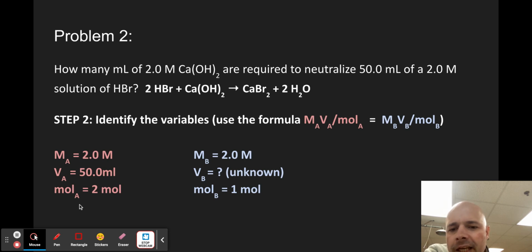And then finally, here, the ratio of moles is not 1 to 1, it's 2 to 1, because if you look at the equation, the acid, HBr, has a 2 in front of it. So that's 2 moles of acid. But Ca(OH)2 has no coefficient, which means it's only 1 mole of it that's available there.